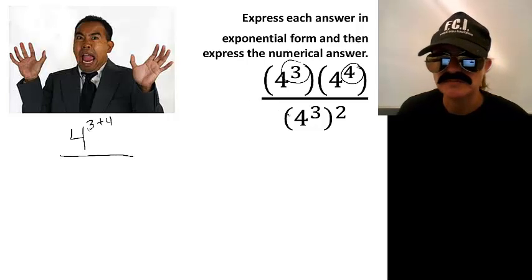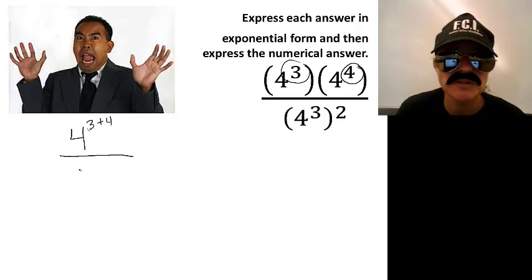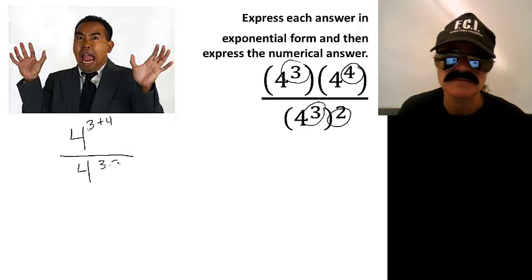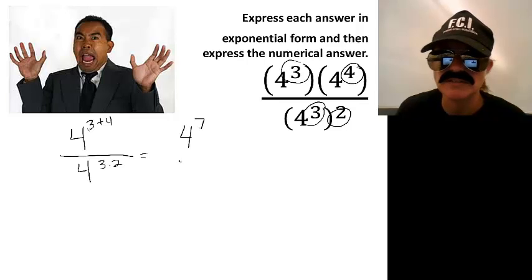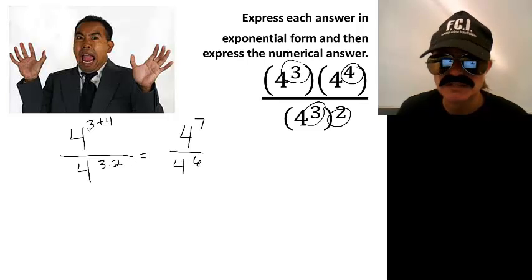Let's look at the bottom. We have a power to a power. If you have a power to a power, you keep the base and multiply the exponents. So now let's do it. Keep the base. 3 plus 4 is 7. Keep the base. 3 times 2 is 6.